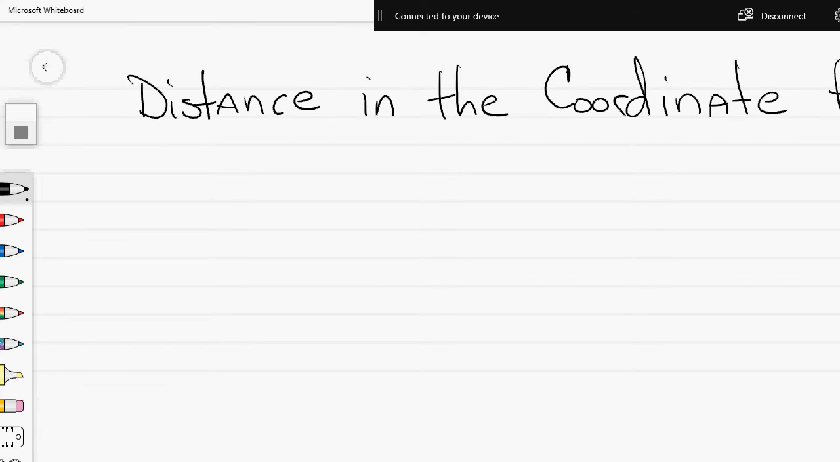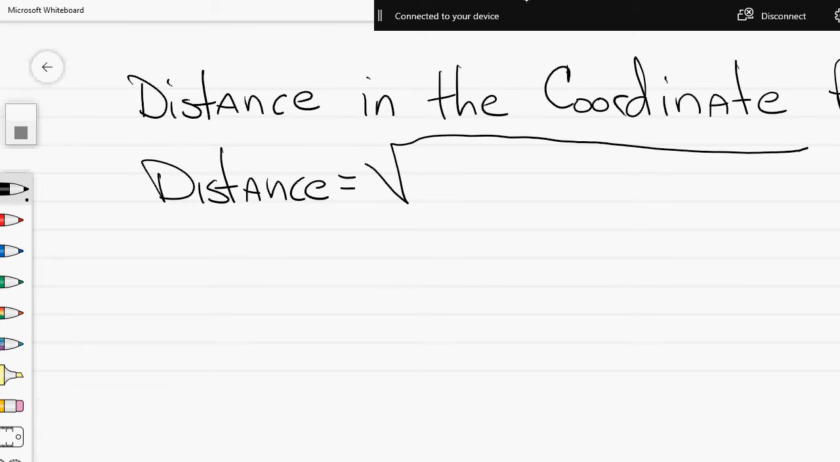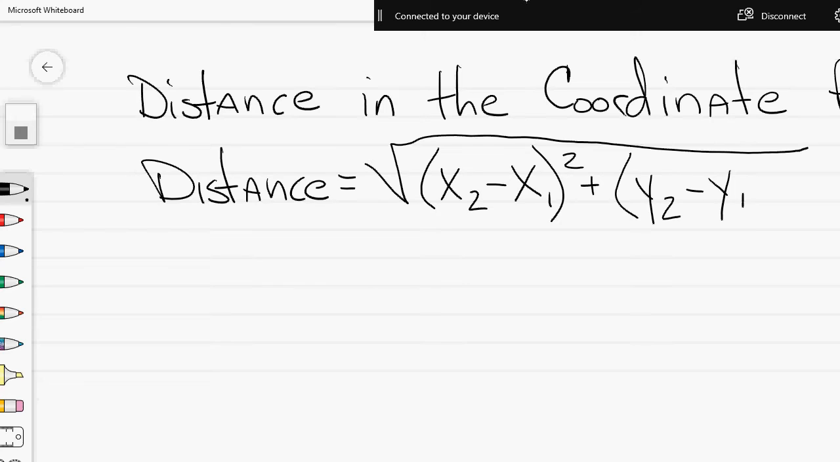All right, so the distance formula, here's your distance formula. Distance is equal to the square root of (x sub 2 minus x sub 1) squared plus (y sub 2 minus y sub 1) squared.